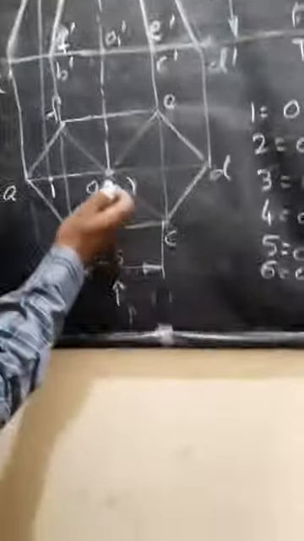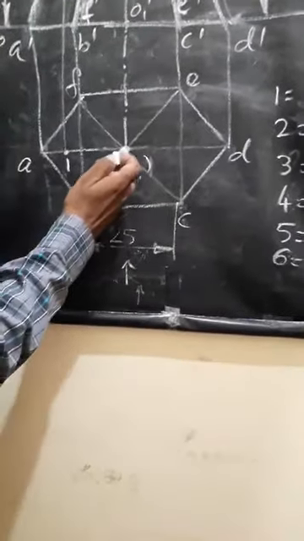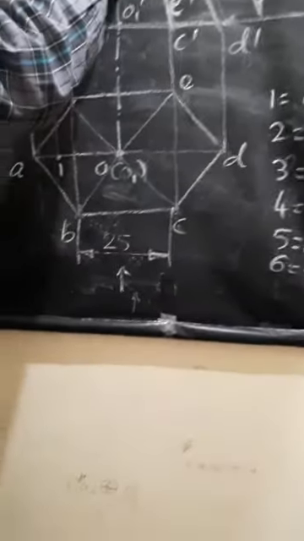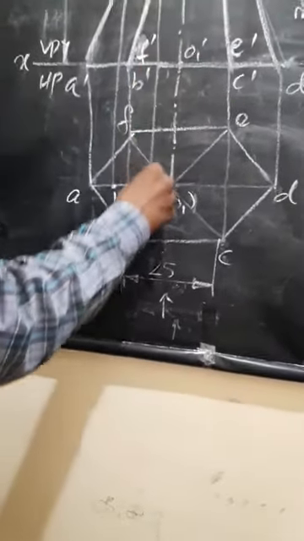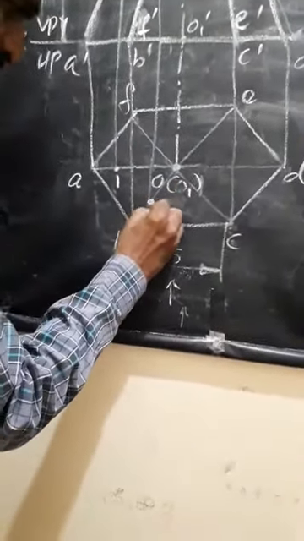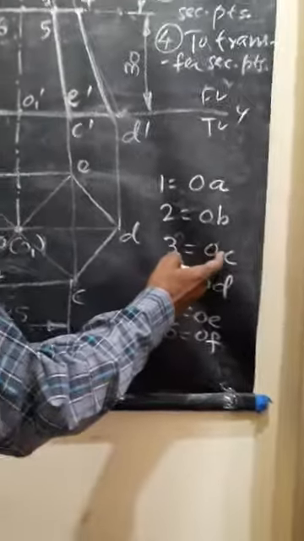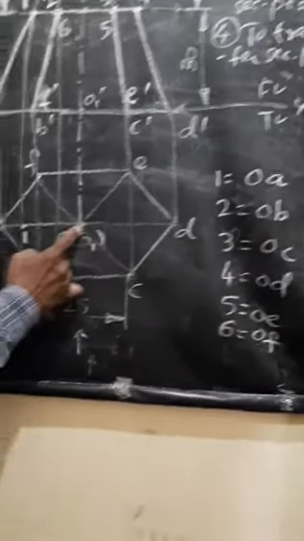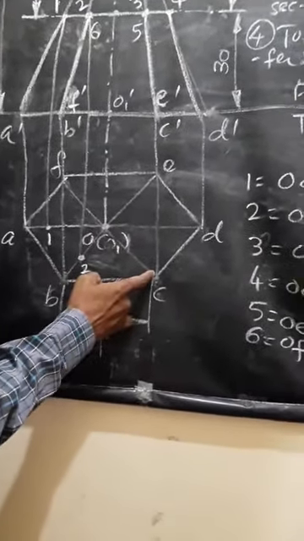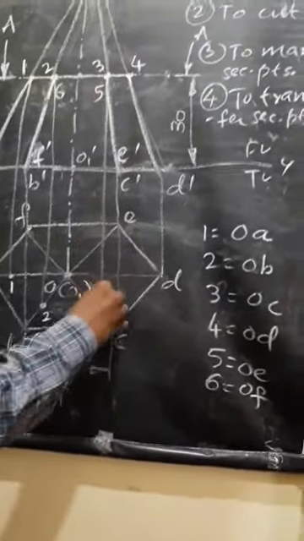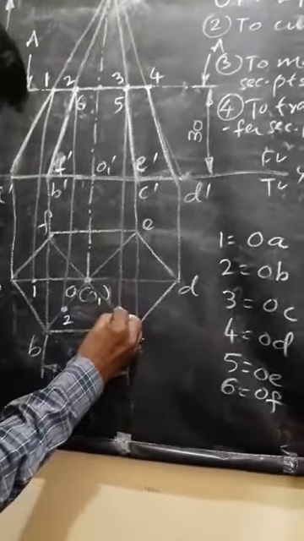Now second point. Point 2 is on OB. So this is OB. Up to OB only you have to draw the line. From the second point you draw the line up to OB. So this is point number 2. Now third point. Third point is on which line? It is on the OC slant edge. Up to OC only you have to draw the line. You should draw vertical projectors. This is the third point.